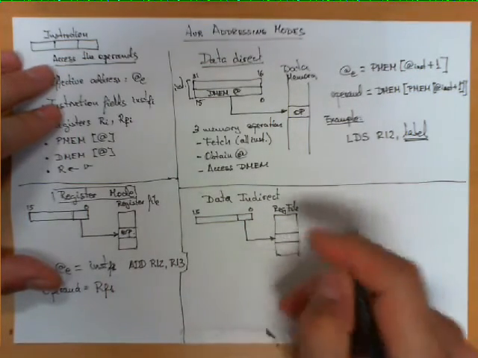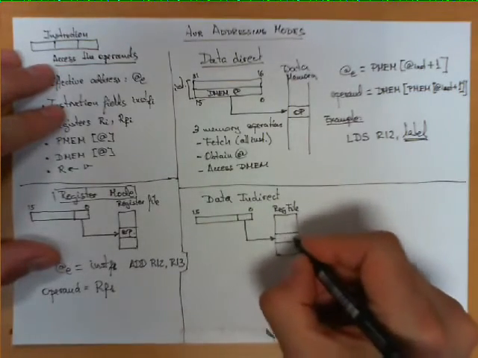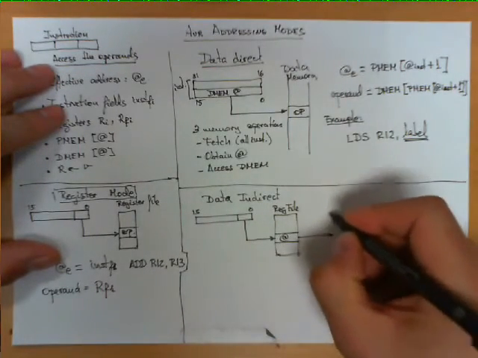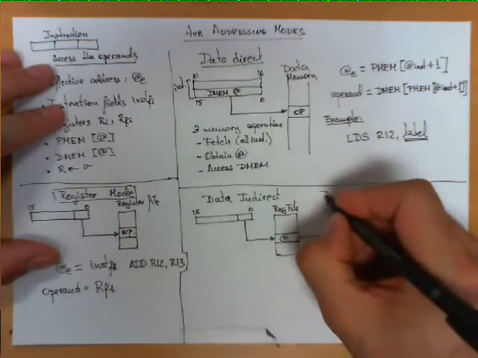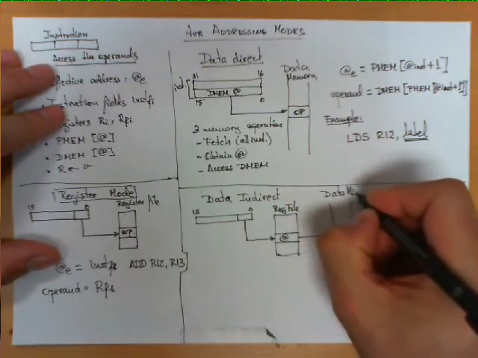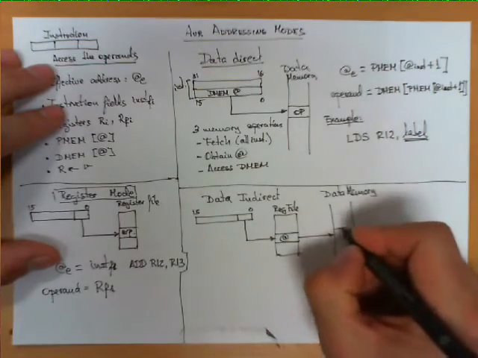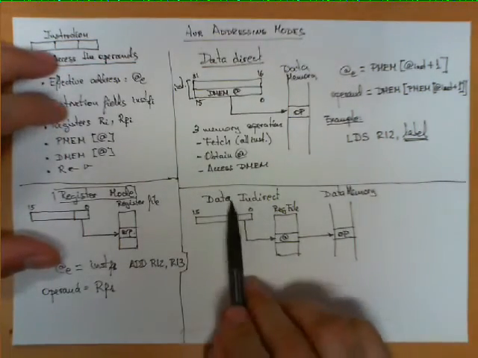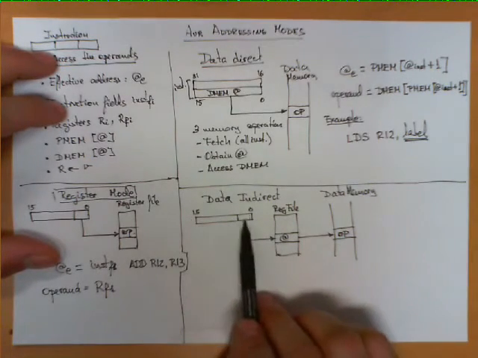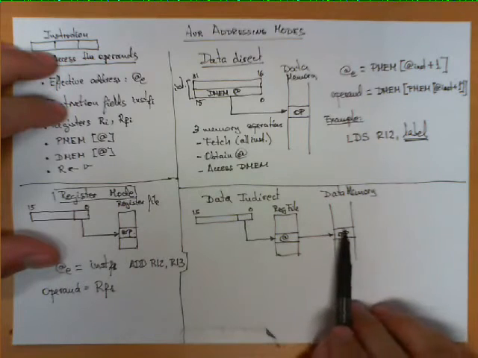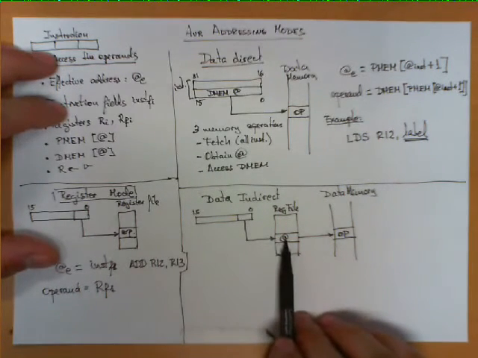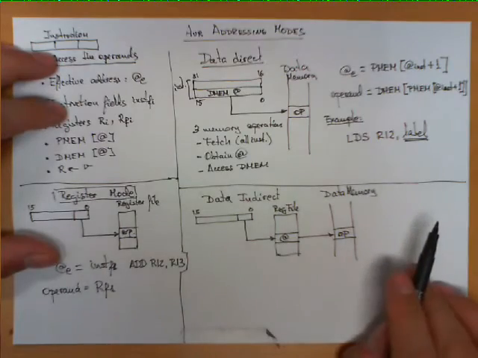but the difference with respect to register mode is that in this register what we find is the address that we're going to take to data memory to find the operand. So the reason why this is called data indirect is because even though the instruction has one field encoding something, it is not encoding the location of the operand, but in fact it is encoding the register in which we will find the address of the operand.